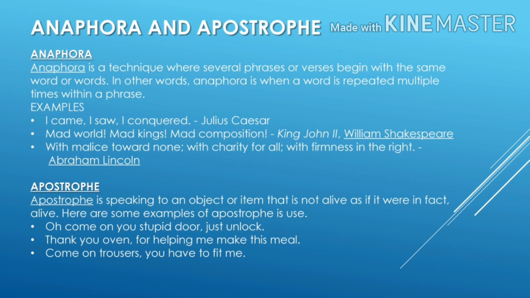Then we have apostrophe. Apostrophe is speaking to an object or item that is not alive, as if it were, in fact, alive. To be noted, it is not to be confused with personification. Here are some examples of apostrophe that is in use. First example: oh, come on, you stupid door, just unlock. Somebody's talking to a door, calling it stupid as if it were alive.